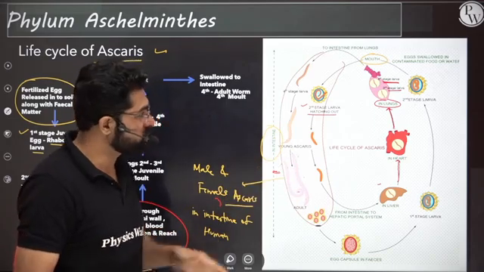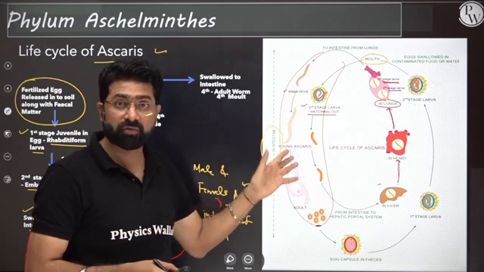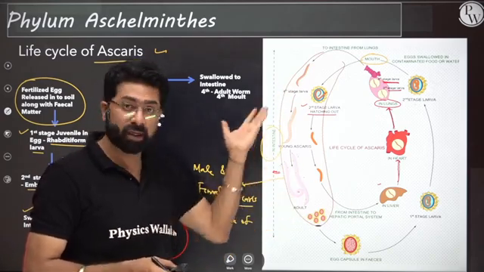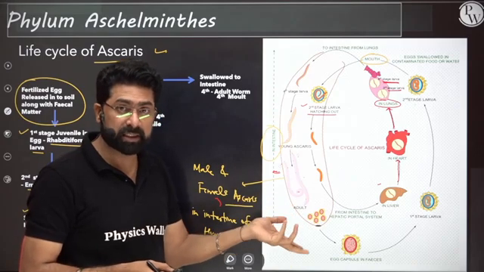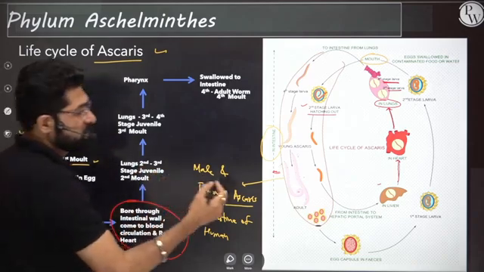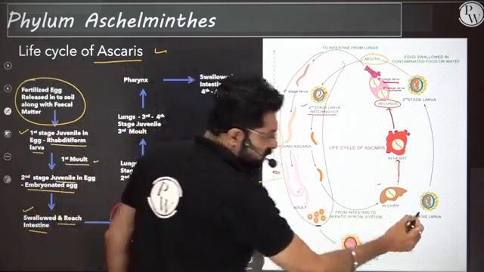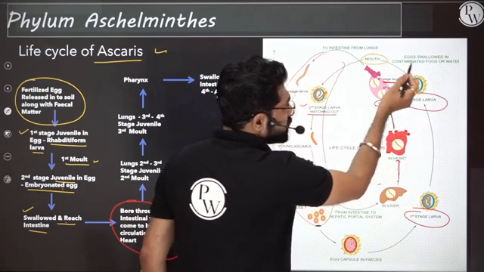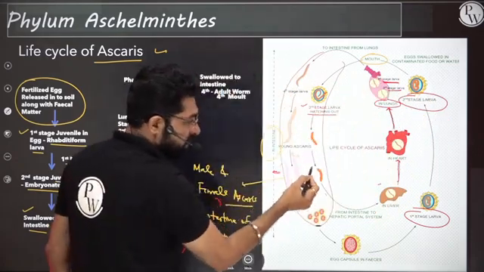So you saw that there was no other host for this organism. Only the humans are the ones which are being infected. Is it clear? So you understood very clearly how it happened. First stage larvae, this is called rhabditiform larvae. Second stage larvae, this is called embryonated egg, which is swallowed by them, and then they enter the intestine.